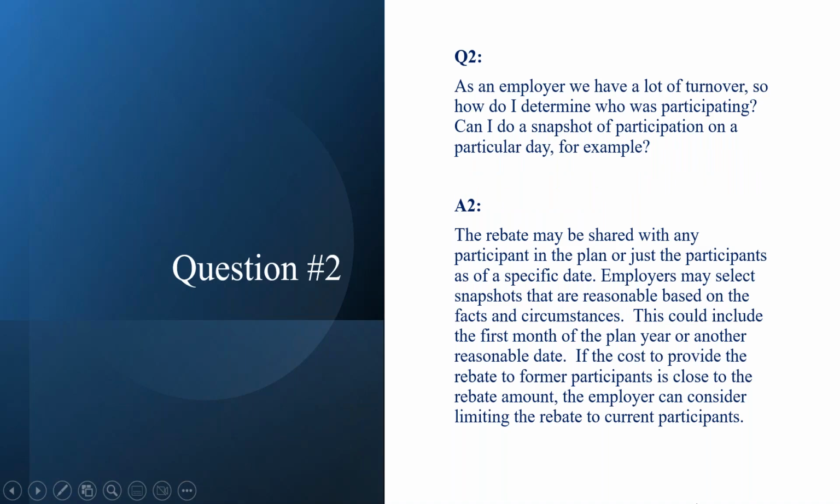So as an employer, we have a lot of turnover. How do I determine who is participating? Can I do a snapshot of participants on a particular day, for example? And the answer is yes. The rebate may be shared with any participant in the plan or just the participants as of a specific date. So an employer may select a snapshot that's reasonable based on the facts and circumstances. This could include the first month of a plan year or another reasonable date. And as a reminder, if the cost to provide the rebate to former participants is close to the rebate amount, the employer can consider limiting the rebate to current participants.